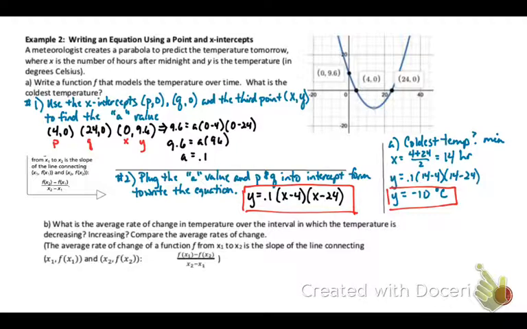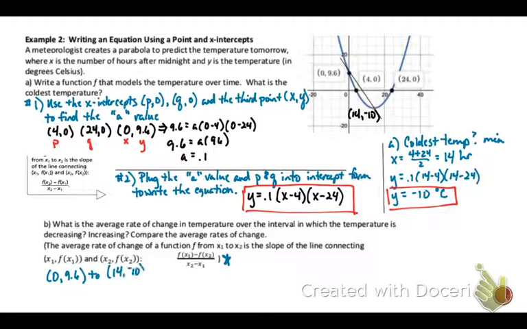All right, now let's look at B. Here's something else that we can talk about with this quadratic. This question says, what's the average rate of change in temperature over the interval in which the temperature is decreasing and which it is increasing? So notice that the graph falls from 0 all the way to 14 hours after midnight. So if we draw a line through that, and we're going to find the slope of that line, that will give us the average change in temperature.